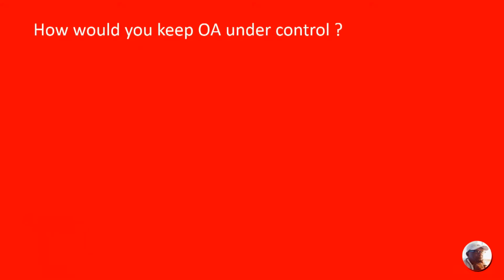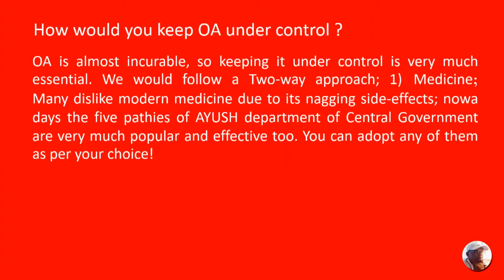How do you keep osteoarthritis under control? Osteoarthritis is almost incurable, so keeping it under control is very much essential. We would follow a two-way approach. Number 1, medicine. Many dislike modern medicine due to its nagging side effects. Nowadays, the 5 pathies of the Ayush Department of the Central Government are very popular and effective too. You can adopt any one of them as per your choice.